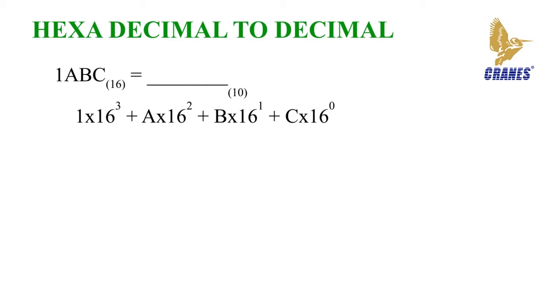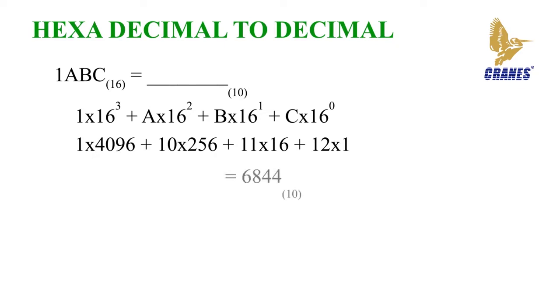If you look at the hexadecimal code, C is nothing but 12. So this will be 12 into 1. B is 11, so this is 11 into 16, plus A is 10, so 10 into 256, plus 1 into 4096. When you sum all these things, the sum comes up to 6844. So the unit is 10, so it will be 6844 to the base 10.